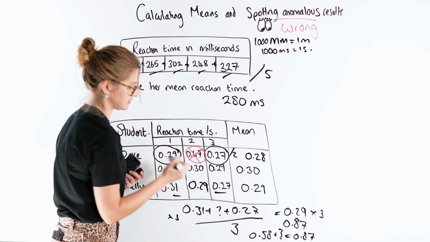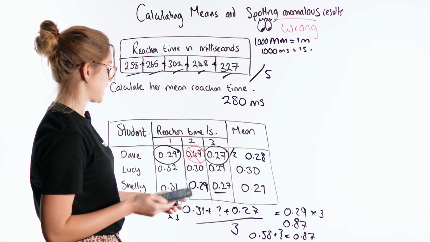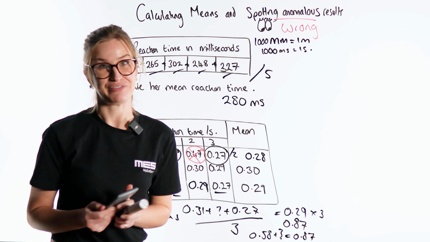Again, we knew that we added these three numbers together and divided by 3 to get that mean. So the first step we did was the reverse: we multiplied by 3, so 0.29 multiplied by 3. Then we know if we add these three numbers together, we get that number. So you take away 0.31, take away 0.27, and you get left with that missing result, which again is 0.29. So hopefully you find that video helpful.